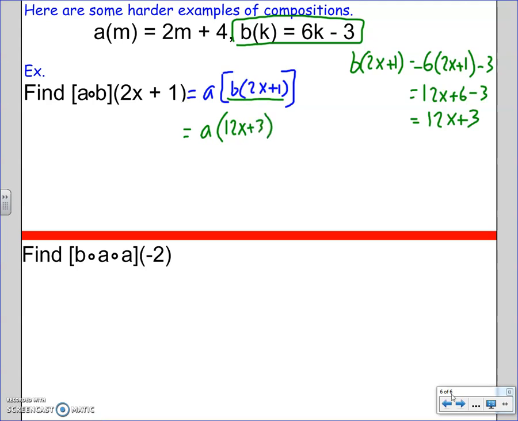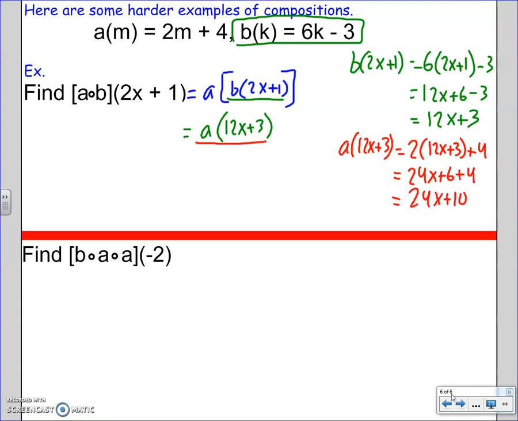I'm going to find out what A of 12x plus 3 is. A of 12x plus 3 says go to equation A, turn every M into 12x plus 3. So 2 parentheses 12x plus 3 plus 4. Distribute: 24x plus 6 plus 4. Combine like terms: 24x plus 10. So that's my final answer. 24x plus 10.